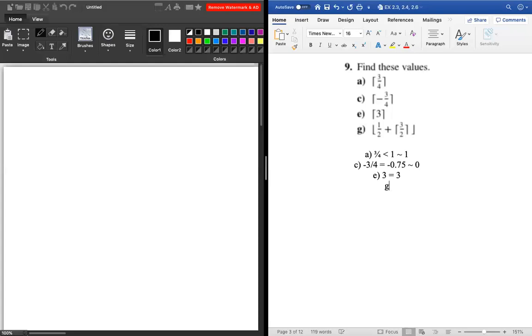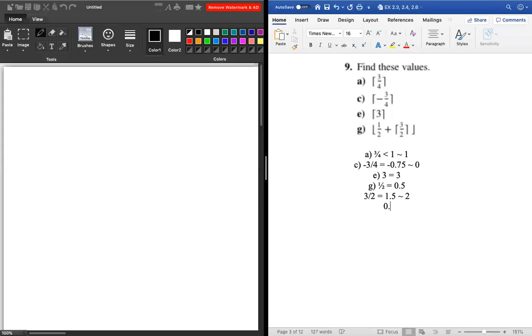Part number G, we have 1/2, 1 divided by 2, which is equal to 0.5. Then we have 3 divided by 2, which is equal to 1.5. Now we have to take the ceiling of this, which is equal to 2, right?